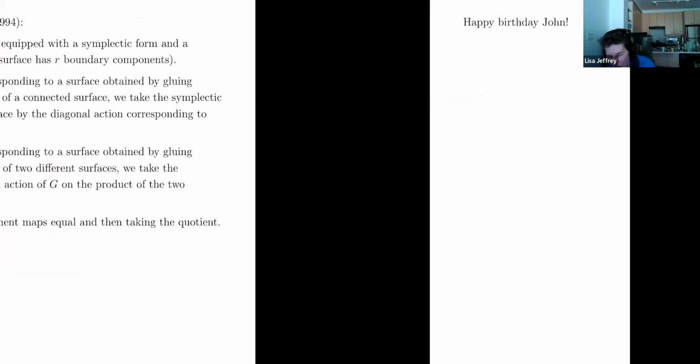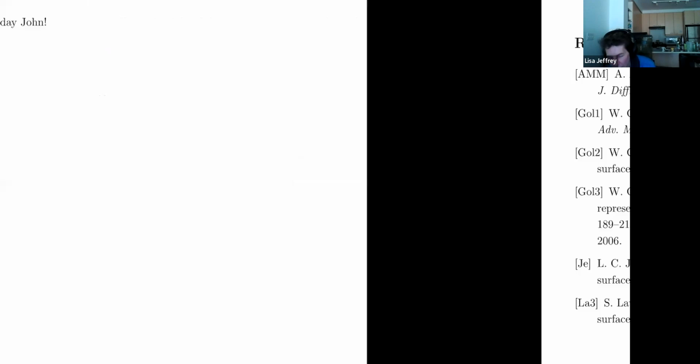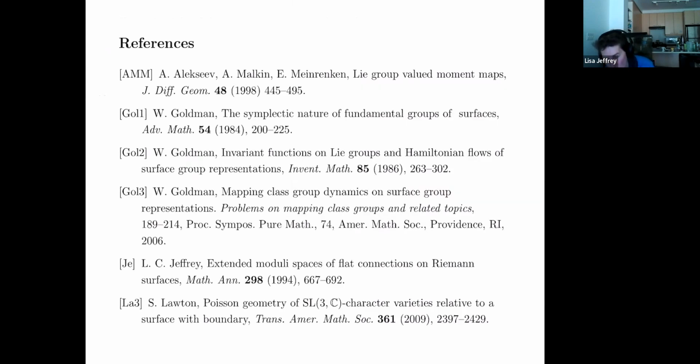So finally, actually, the first thing I should go over is the references that I mentioned earlier. And there's one more page.